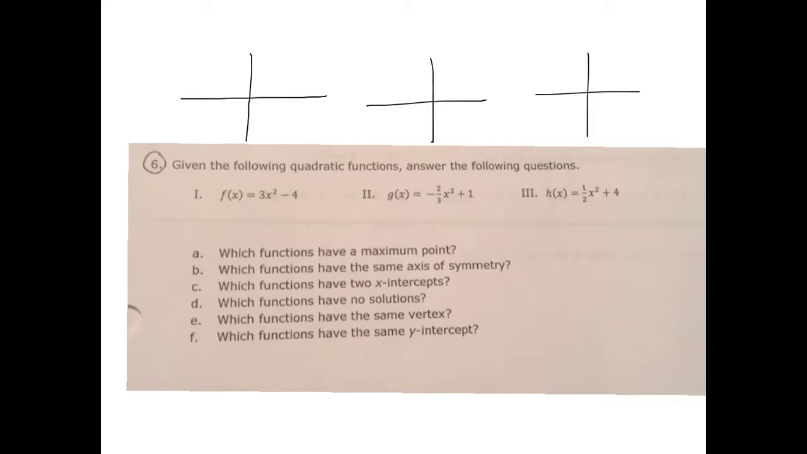Alright, so 3x squared minus 4, just based on knowledge that I know already that you guys don't know, this thing is going to be shifted down 4 units, and 3 is going to make it pretty thin, so it's going to look something like this.